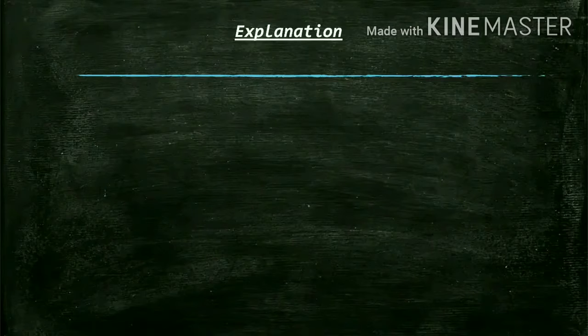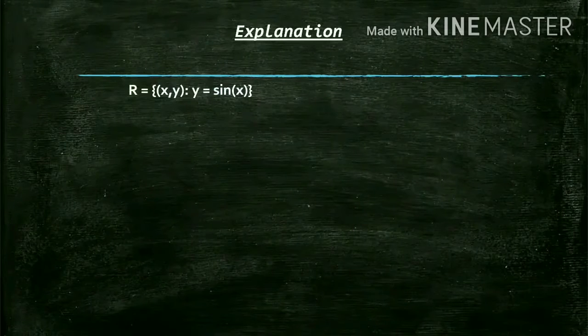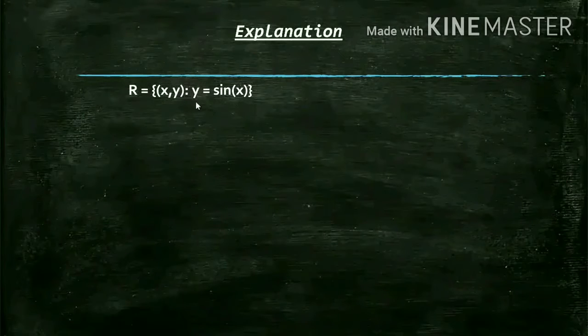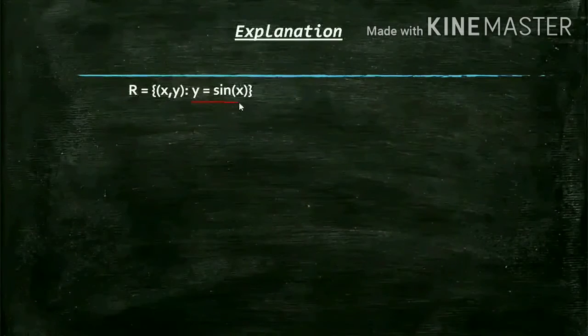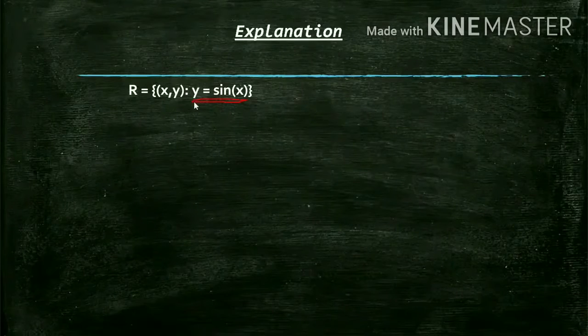Let's now have some explanation. So for the first one, it is saying considering this set R which contains x comma y such that y equals sine of x. I hope you have known up till now that this is a function basically. Sine of x is nothing but a trigonometric function. You may have known this.